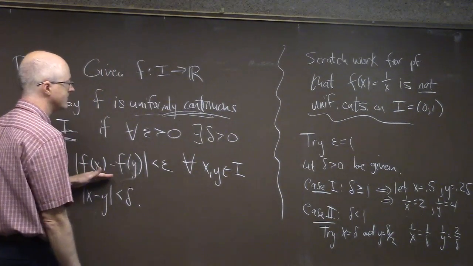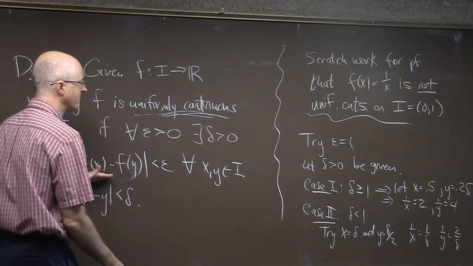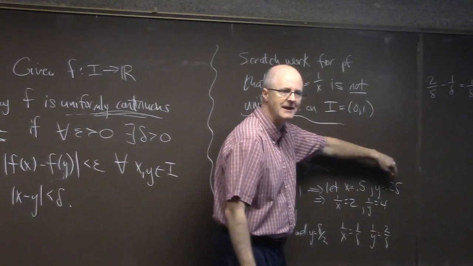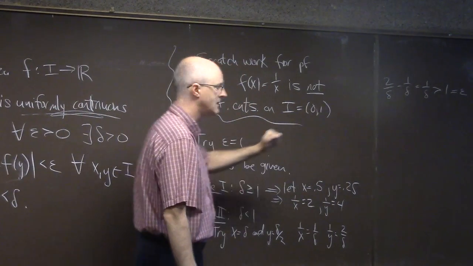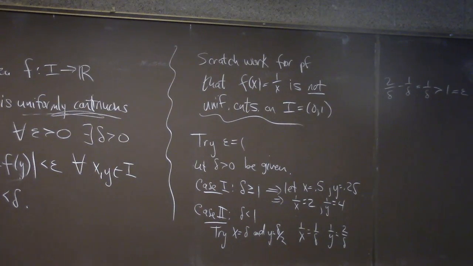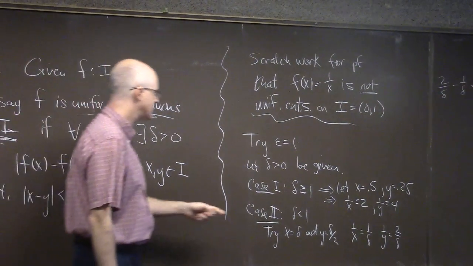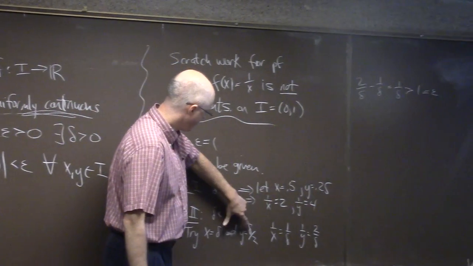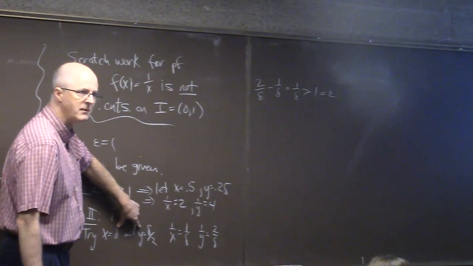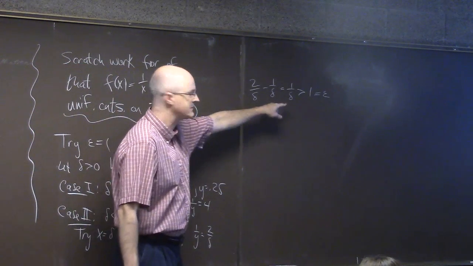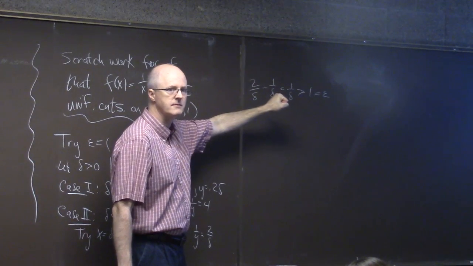Try epsilon's 1, hope it works, let delta be given. Find an x and y. In case 1, I picked this for x and y, but I could have picked other numbers. They're within delta of each other because delta is greater than or equal to 1 in this case. And their outputs are 2 apart, actually, bigger than or equal to 1. Case 2, I tried these two, hoping it would work. And we were fortunate, it did work. When I calculate these things, I see that they are more than epsilon apart, the function outputs.